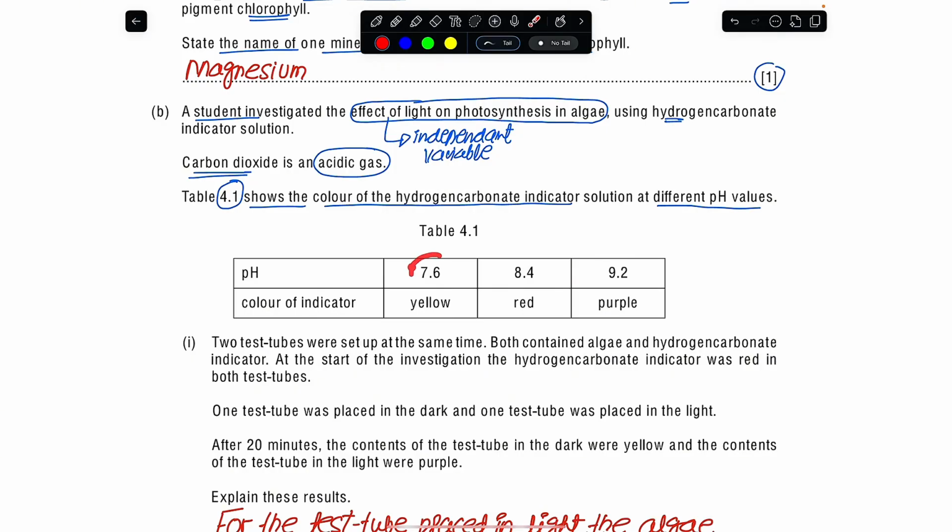And here you see for the pH 7.6, the color of the indicator is yellow. And now you see that 7.6 is a lower pH than the other two. This is less alkaline, more CO2 would be available in the surrounding solution, or this would be released out of the plants into the surrounding solution. So that is why the pH is lowering.